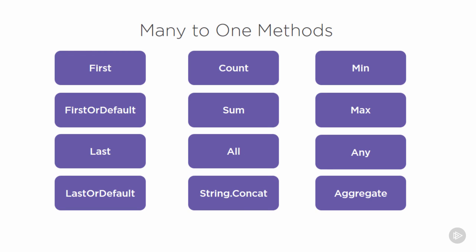And there are loads more examples of LINQ extension methods that operate in this way. There's first, first or default, last, last or default, min, max, any, and so on. Each one of these takes an IEnumerable sequence as its input and then turns that sequence into a single value.